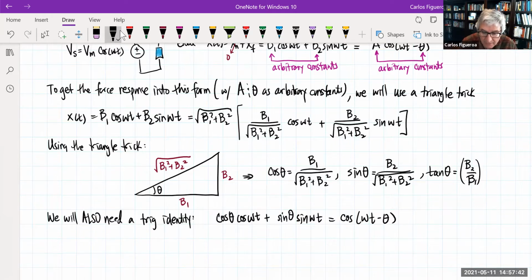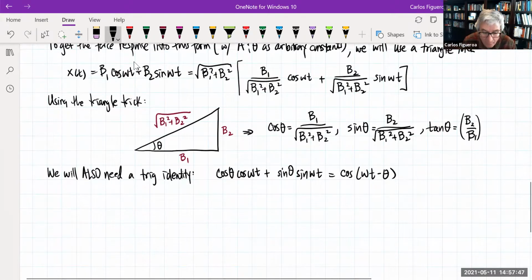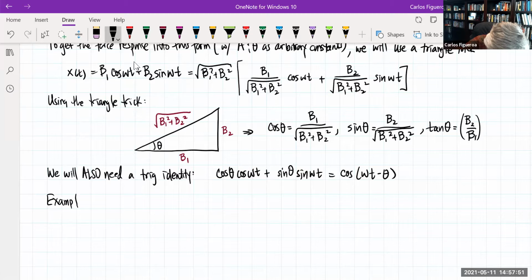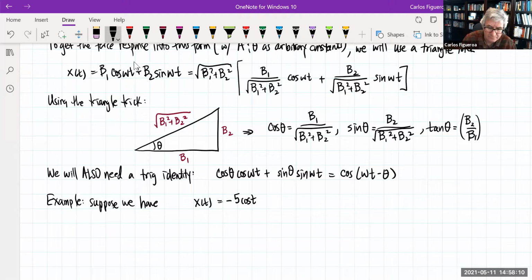So now let's go apply the solution. If I look at this solution here, here's what I'm going to find. As an example, check this out. Suppose we have this function, x of t, which is going to be minus 5 cosine of t plus 12 sine of t.